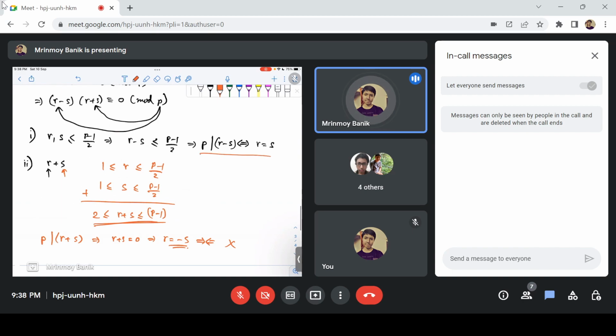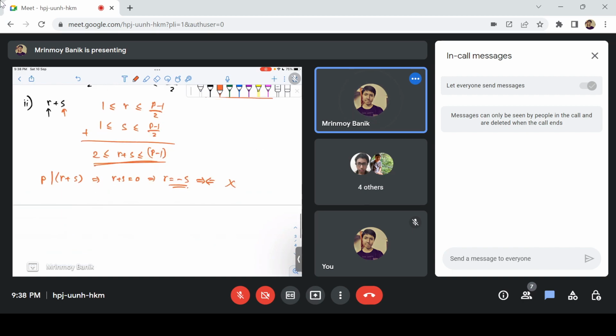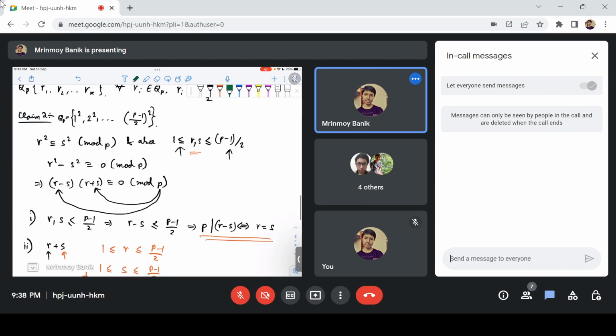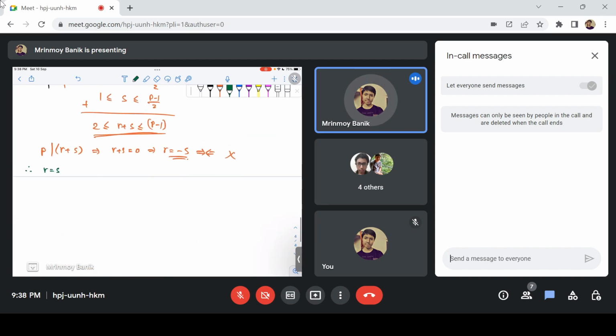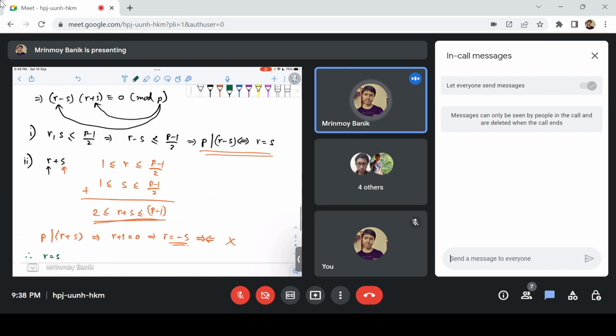So the only possibility we have is if r is equal to s. So therefore r is equal to s. That's the inference. So let's see how to prove claim 2 now from this fact.